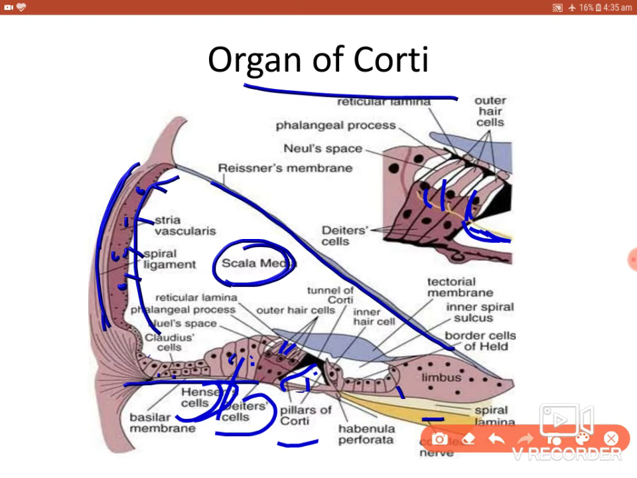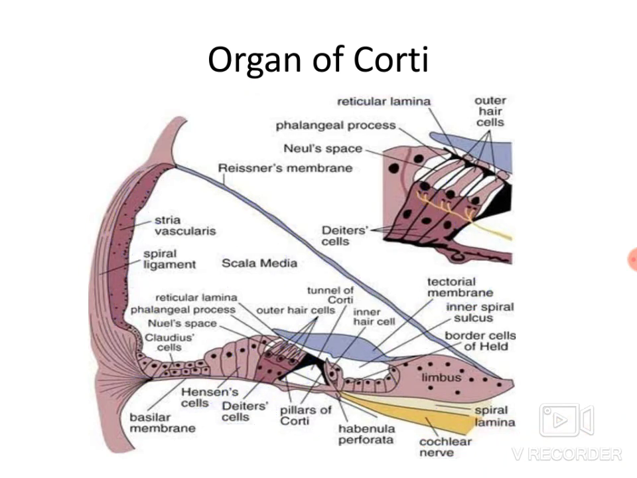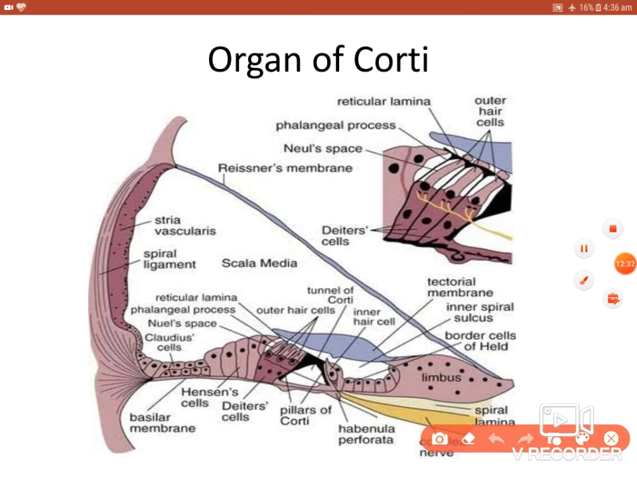Then above the hair cells, you can see this is the tectorial membrane, which covers the stereocilia of the hair cells. And also these hair cells detect the sound waves, so it's also called the organ of hearing. Moreover, these inner hair cells are responsible for the fine discrimination of sound waves.